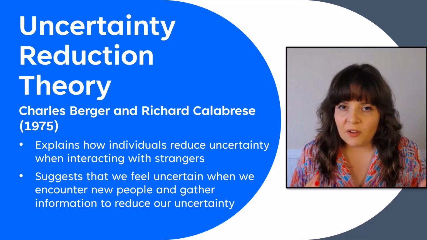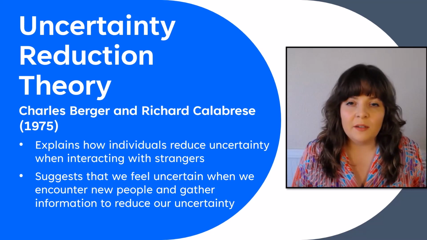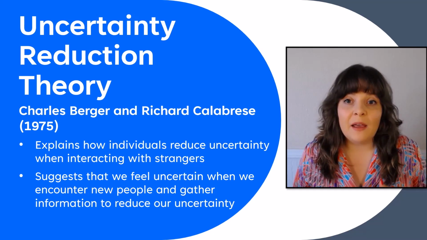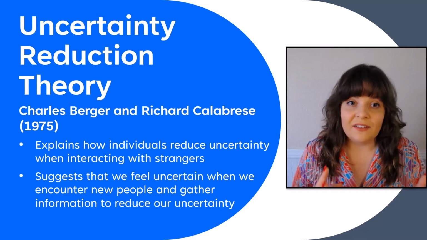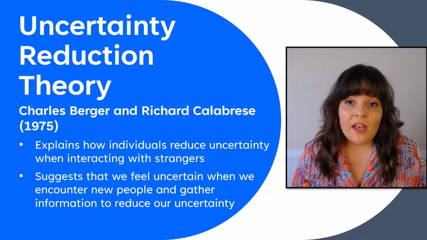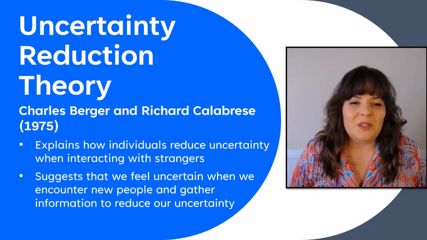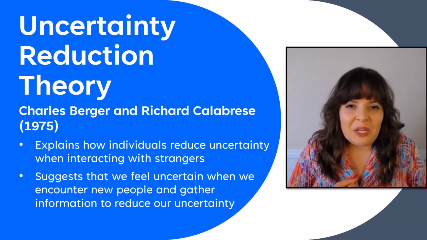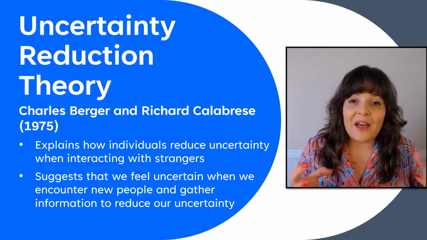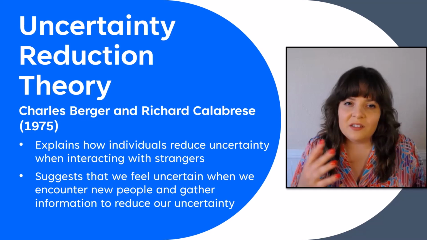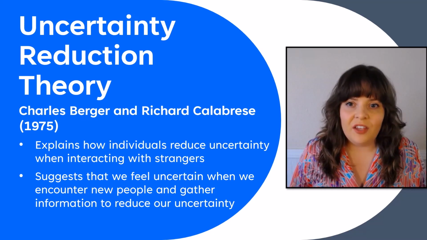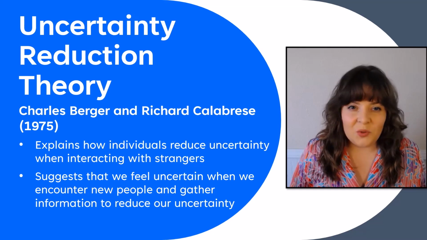Let's look at an example of a theory so we can piece apart what the building blocks of that theory are. We'll use uncertainty reduction theory proposed by Berger and Calabrese in 1975. This theory explains how individuals reduce their uncertainty when interacting with strangers. So it suggests that when we meet somebody new, we feel a little bit uncertain, and we're trying to gather information through observation and small talk and asking questions in order to reduce our uncertainty and feel more comfortable in the situation and with the person.